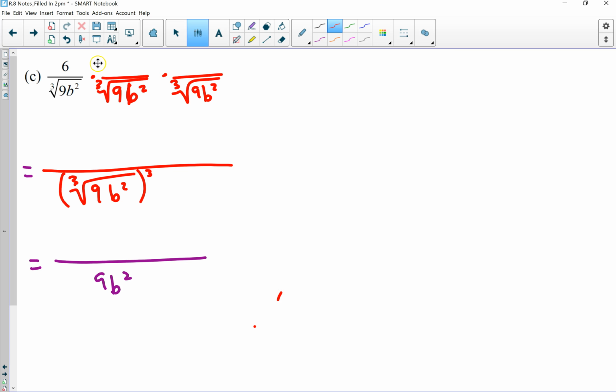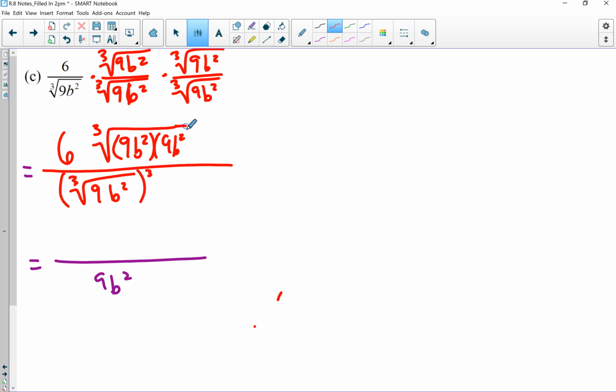Now I fixed the bottom, but now I got to balance that by doing my multiplication on the top. So these are cube roots as well of the same quantity. And so now I can go ahead and multiply. The 6 doesn't have a root on it, so it stays out in front. The cube roots I can go ahead and combine, kind of like I did in my last step. I multiplied the things inside. I can also multiply the things inside on this one. So I can do the 9b squared times another 9b squared. And then we can simplify that. That would turn into the cube root of 9 times 9 is 81 with a b to the 4th.